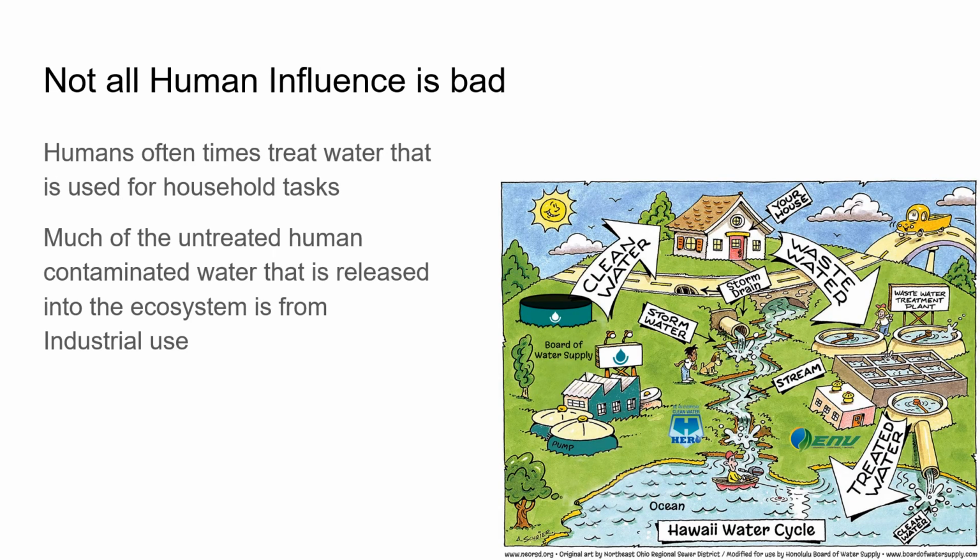But not all human influence on the water cycle is bad. Water for domestic use is oftentimes cleaned before it's let back into the ecosystem, but industrial use, not so much. So that's probably part of why Asia is having a negative influence on its river systems from humans influencing the water cycle, because there's a lot of industrial stuff going on there.